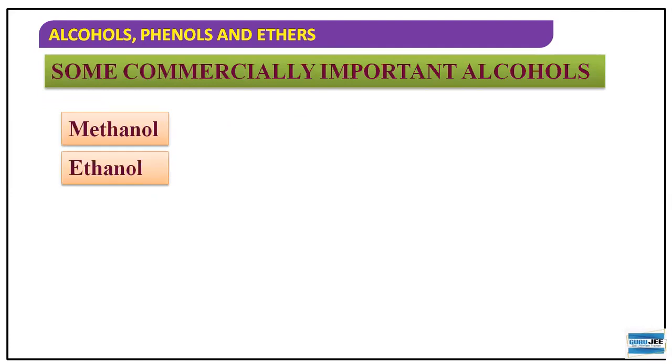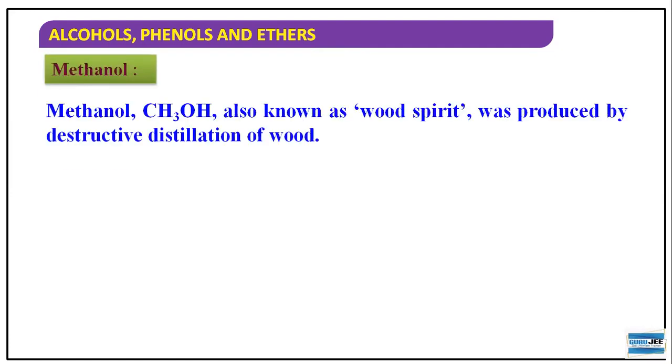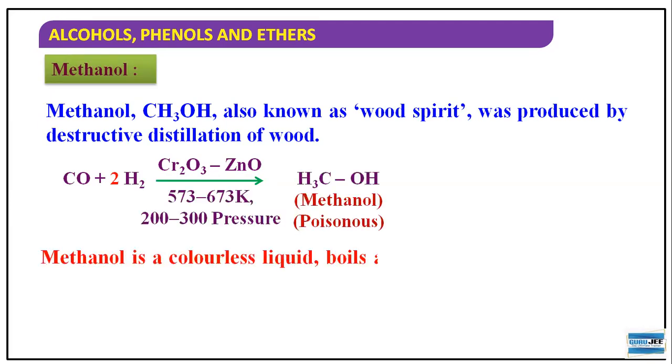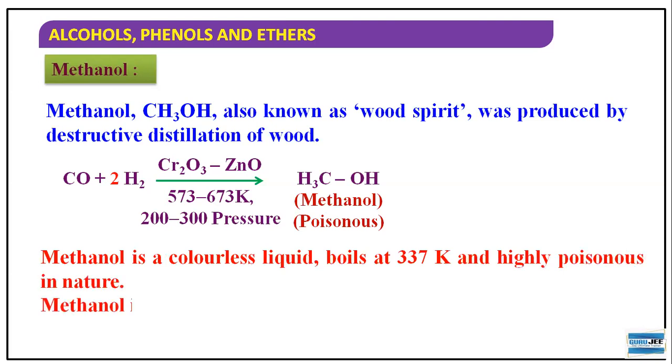So commercially important alcohols are methanol and ethanol. Wood spirit, that is methanol, is now prepared from carbon monoxide and hydrogen. Earlier, they were preparing it by the distillation of wood. It is a poisonous liquid. Methanol is used in paints and varnishes.